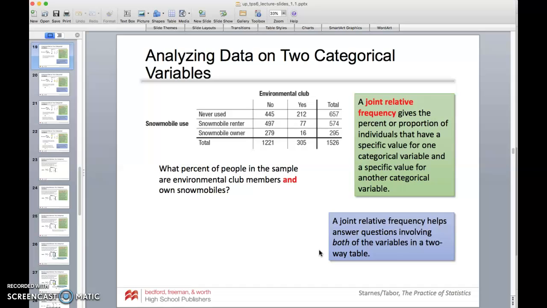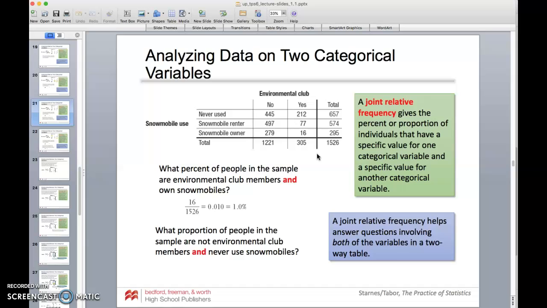Okay, so let's see if we can find that. Where's that total on here? Well, if we take a look, we've got environmental club here and own snowmobiles. That's only 16 out of the 1,526. So that would be a joint relative frequency. Again, it would be 0.01, or as a percentage 1.0%. And again, it's usually good to include those decimals in there.